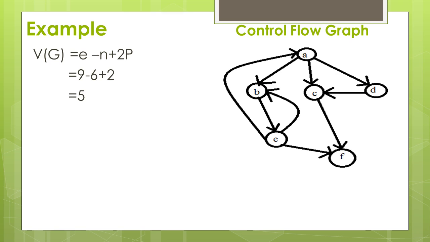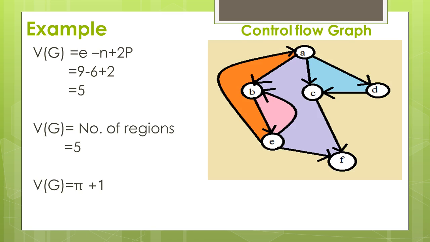If you are using the other method, that is the number of regions, and you use the color scheme, we can count simply. There are 5 regions. 5 regions are shown by 5 different colors. So the cyclomatic complexity for this example is again 5.